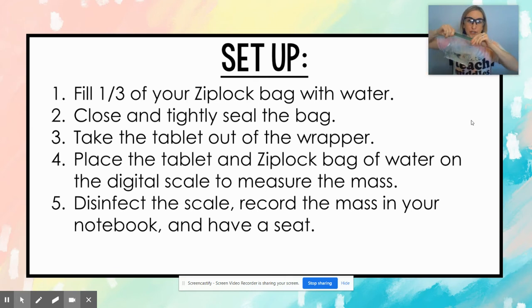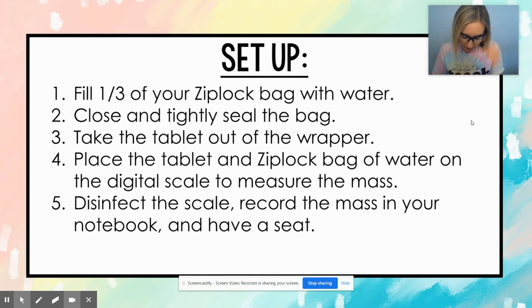We don't want any of the water getting out. Then you're going to take your tablet out of your package, and you are going to get your tablet out. If it has broken or cracked, that is okay. Just leave it in the package.